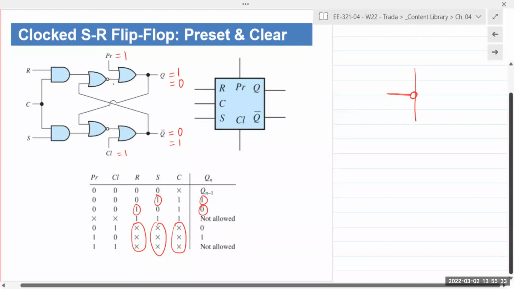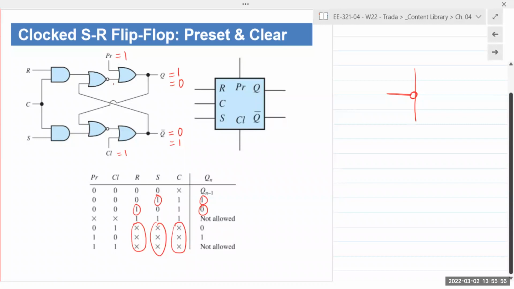What I'm trying to say is, for example, when the preset and the clear are 0 and you have R and S inputs, then it works like a regular SR flip-flop. Yeah, then it works like a regular flip-flop.